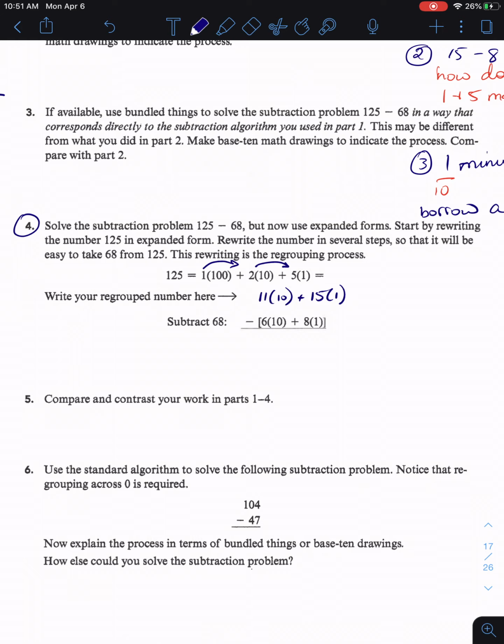So it'd be 11 tens plus 15 ones, which is 125. Then we could subtract: 11 tens minus 6 tens is 5 tens, and 15 ones minus 8 ones is 7 ones. So that would be 57. I hope that makes sense, and I hope that shows you the connection between the base 10 blocks and the expanded notation.